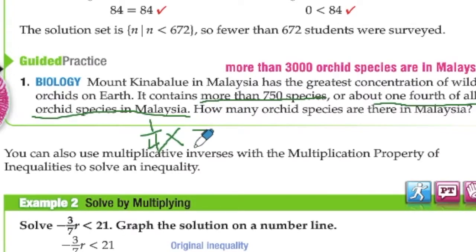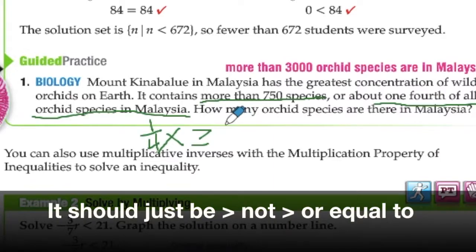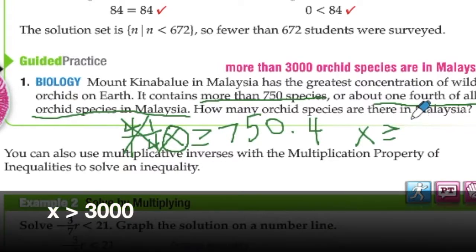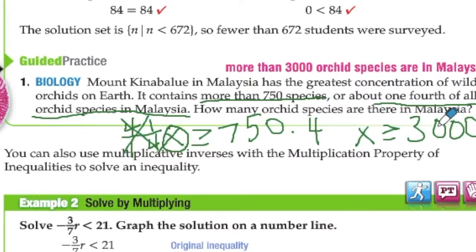So if we say greater than or equal to 750 species, then we can isolate our variable x by multiplying by 4 over 1. And when we multiply by 4 on the right side, we get that x is greater than or equal to 3,000 orchid species in Malaysia.